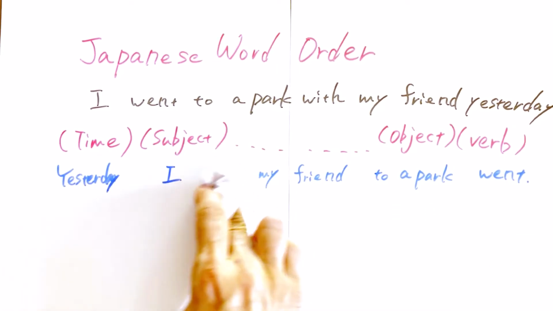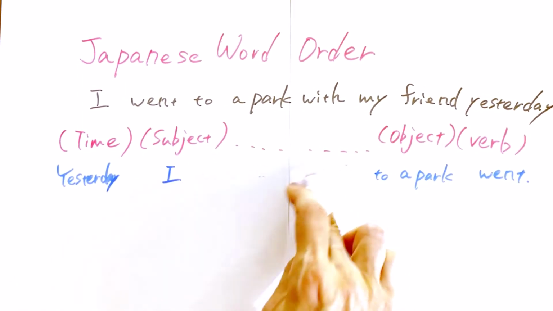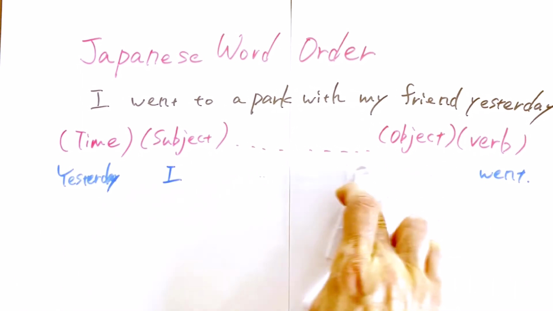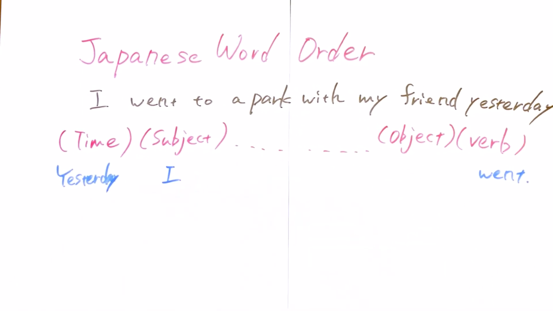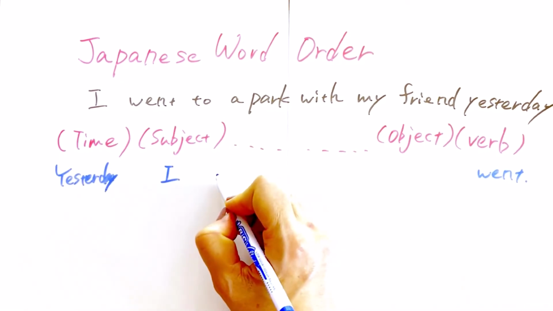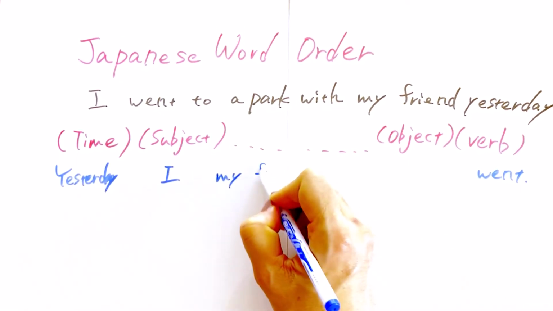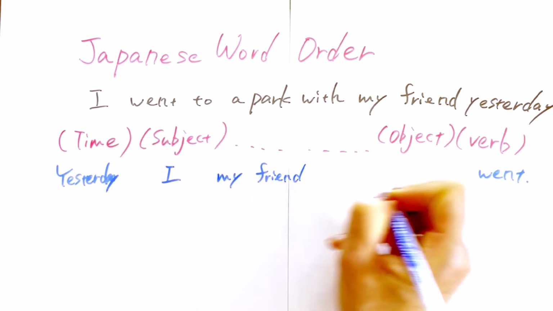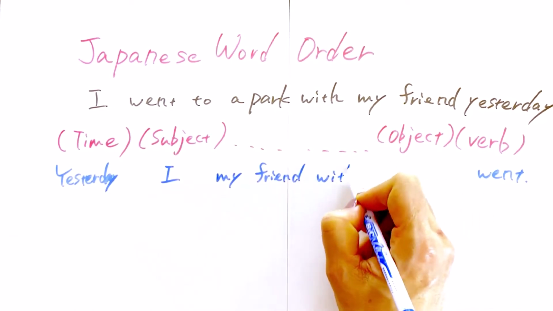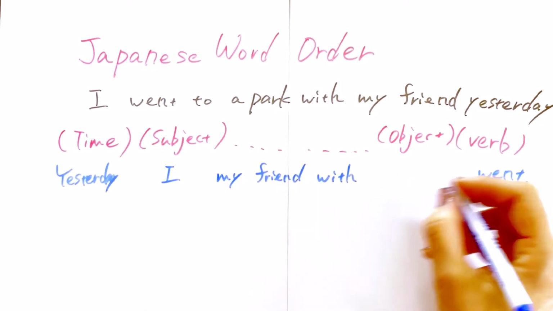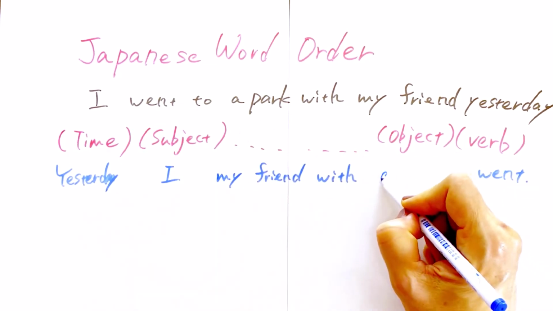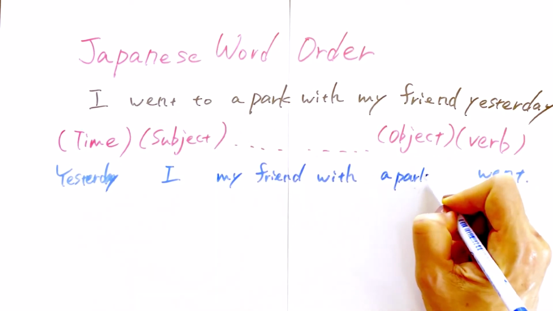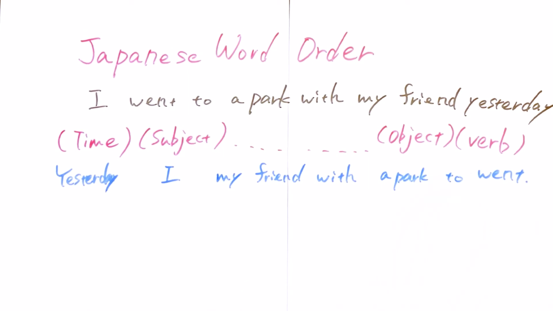So let me show you. This part. Actually, our word order is my friend, and then with. And then to object, a park, to. All right. So, and then change it to the Japanese words, right?